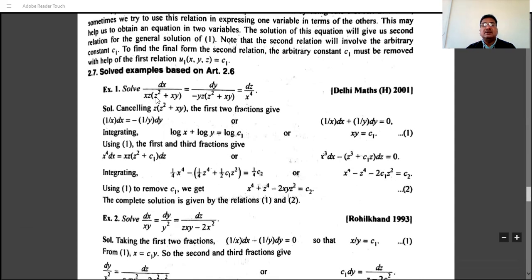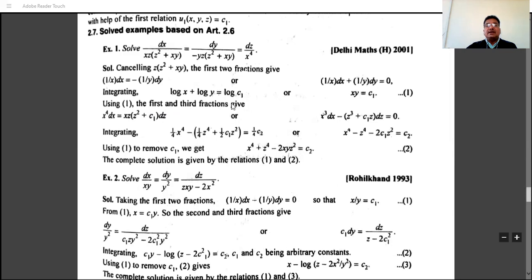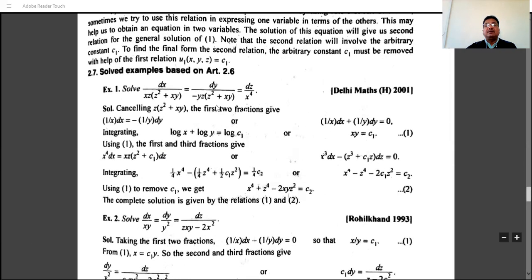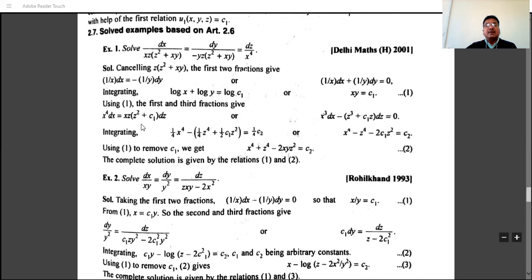Then cancelling this z square x plus y, considering the first two ratios, we have 1 by x dx minus 1 by y dy, and after integrating we have log x plus log y is equal to log c1, that is x into y is equal to c1. That is considering the first two factors. Then consider the first fraction and third fraction, and substitute this x into y as c1.